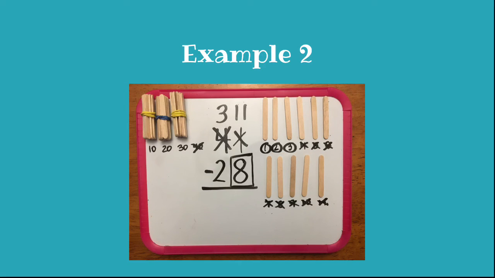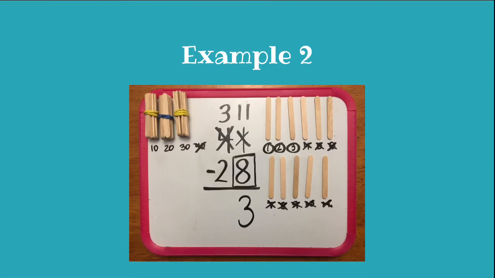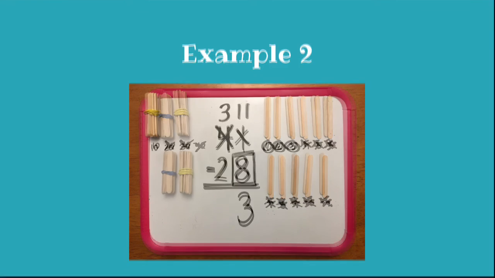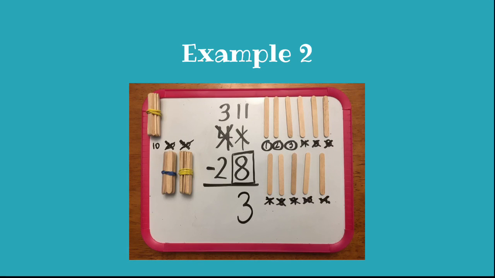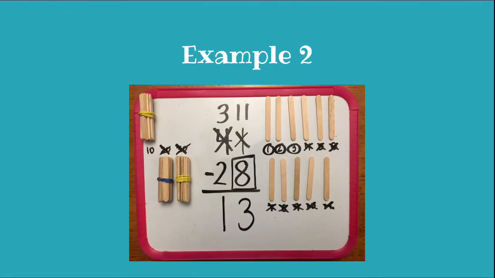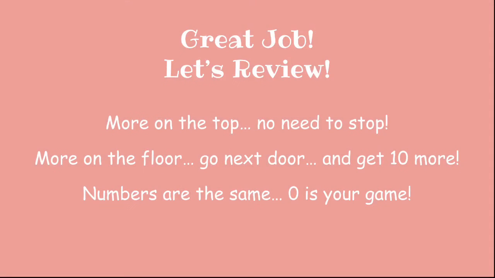Now we're ready to subtract on the ones place side. Take 11 minus 8. Cross out 8 of the sticks. How many are left? 3. Now we can subtract on the tens place side. We have 3 groups of 10 minus 2 groups of 10. How many are left? 1. Great job!